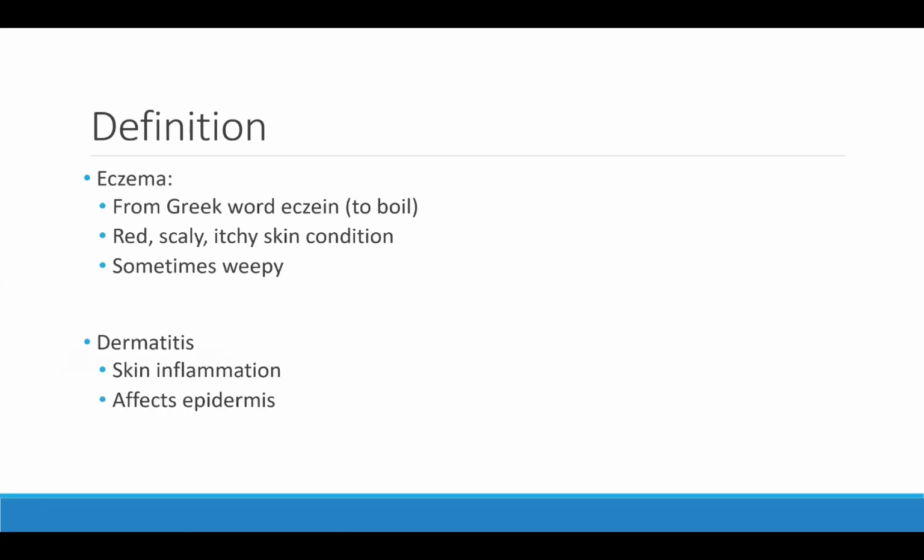The word eczema comes from the Greek word eczeme, which means to boil. It is a red, scaly, itchy skin condition which is sometimes weepy. Dermatitis, on the other hand, is used more widely in America, and this means skin inflammation and typically affects the epidermis.